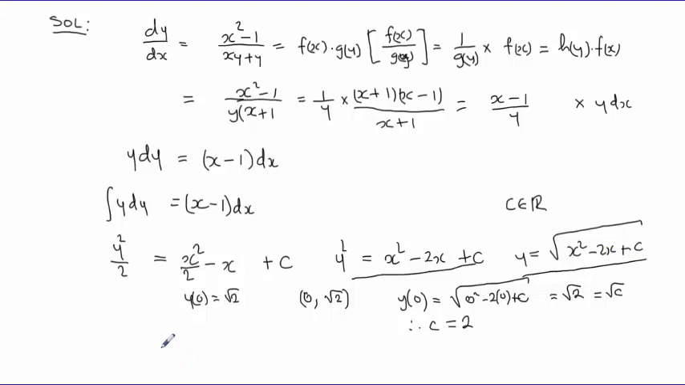Then we can write our particular solution now as yp, we can write this yp at x equals the square root of x squared minus 2x plus 2, and then that is our particular solution.